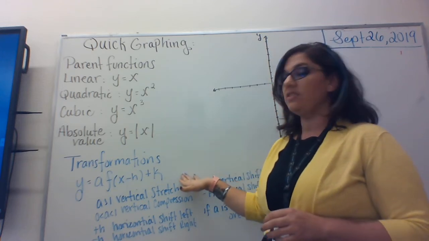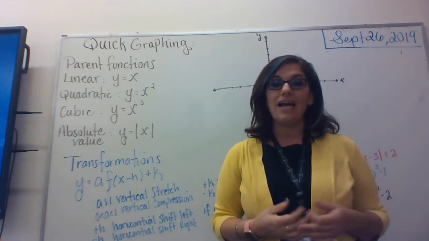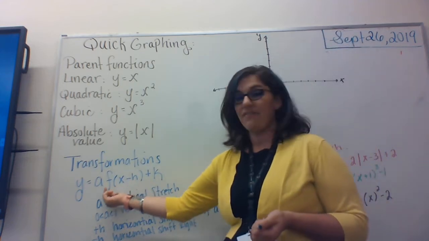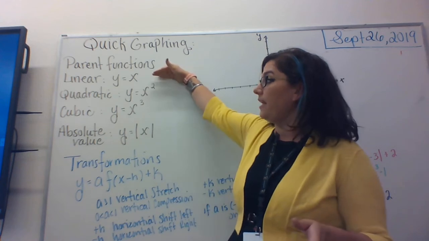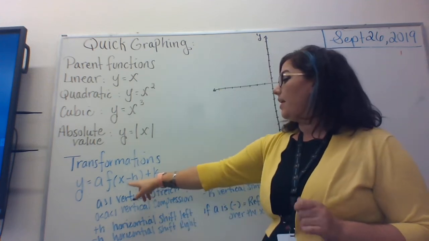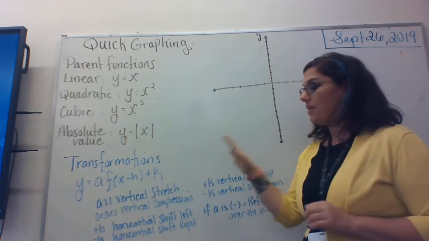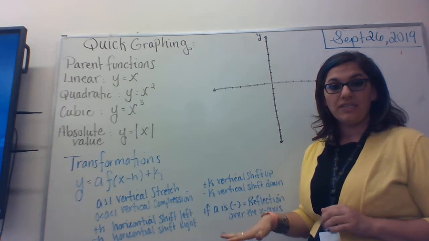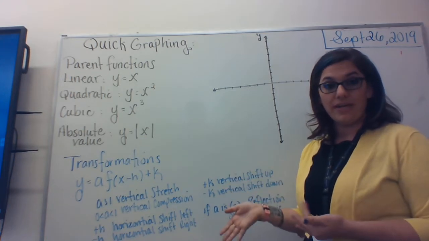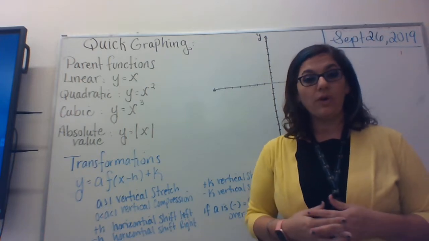All transformations come to you in the format of y equals a times f of x minus h, plus k. That f stands for whatever the function is: linear, quadratic, cubic, absolute value. I have all the descriptions down. You guys had them before. I'd love for you to get them down again because the more times we write it and repeat it, the easier it's going to be for us to recall them.